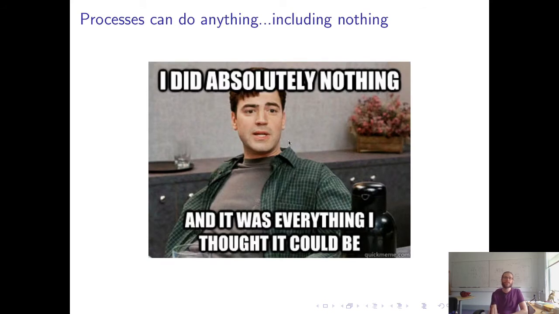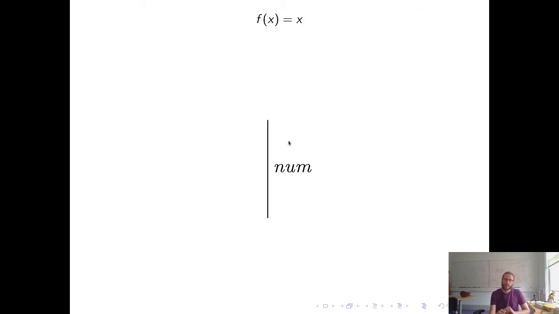And processes can do anything, including nothing. So in any process theory, there's a special do-nothing process. So in this theory of functions, it's this function. So f of x equals x. So what does this function do? Well, it does nothing. If I put 5 in the bottom, then 5 comes out the top. If I put 17 in the bottom, 17 comes out the top, etc.